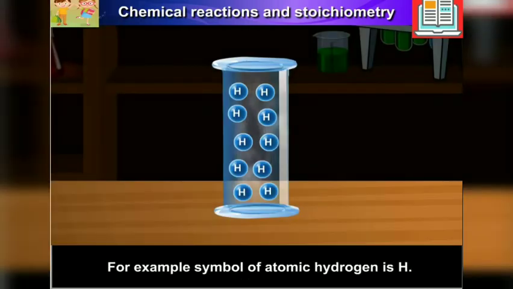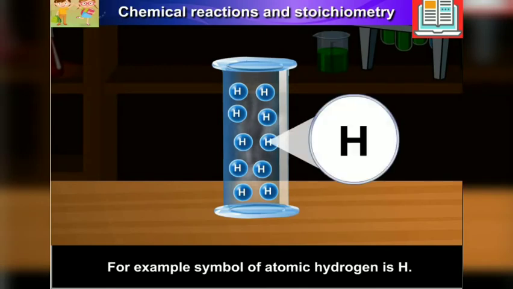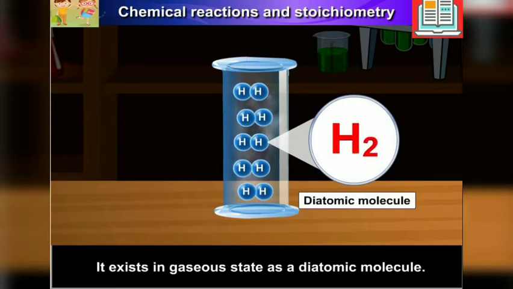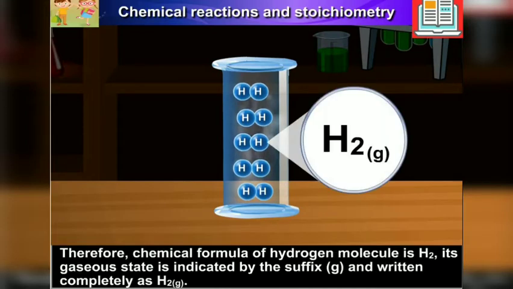For example, the symbol of atomic hydrogen is H. It exists in gaseous state as a diatomic molecule. Therefore, the chemical formula of the hydrogen molecule is H2. Its gaseous state is indicated by the suffix g and written completely as H2(g).